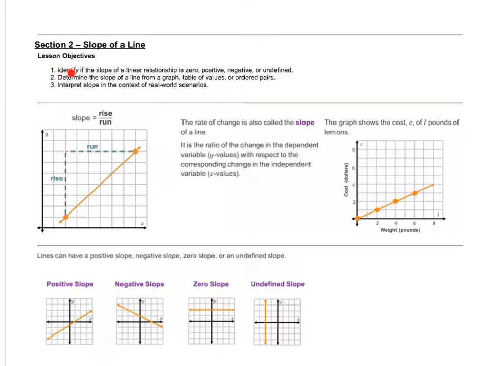And our objectives today, we want to identify the slope of a linear relationship as 0, positive, negative, or undefined. Determine the slope of a line from a graph, a table of values, or ordered pairs. And interpret the slope in context of a real-world scenario.